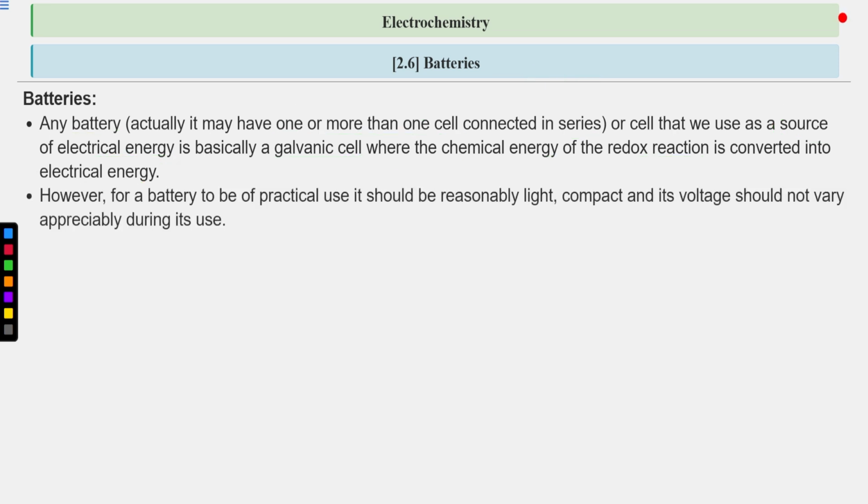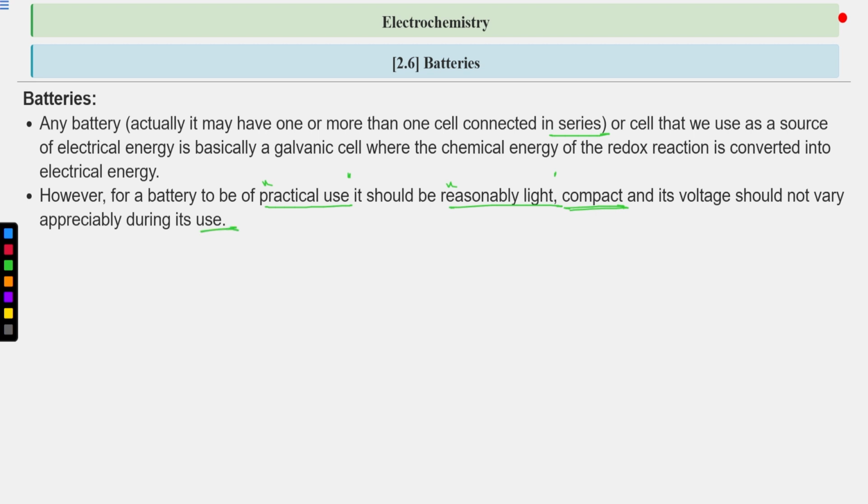However, for a battery to be of practical use, it should be reasonably light. Because the battery is a connection of one or more than one cell in series, if you are connecting so many cells together, it will gain some weight. But for practical use in daily life, it should be reasonably light in mass or weight. It should be compact, so you can easily carry it anywhere, and its voltage should not vary appreciably during its use.